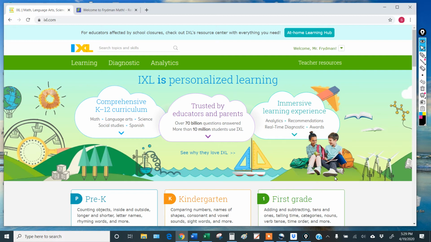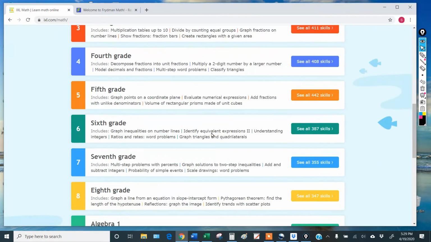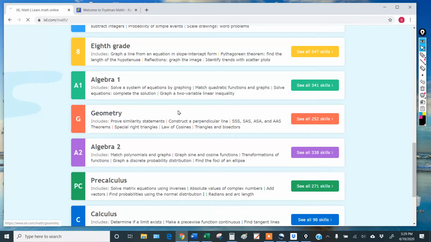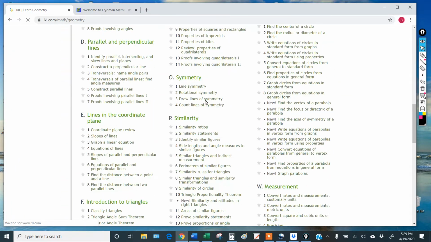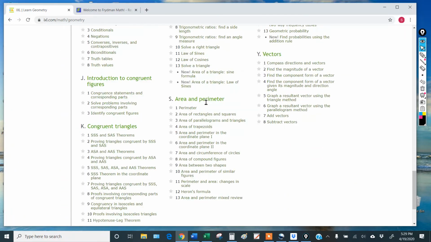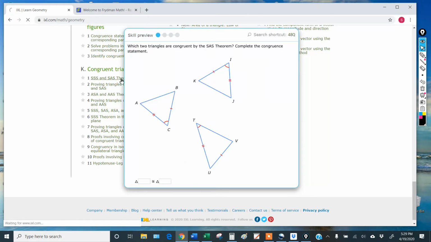Everybody, let's do IXL Geometry K.1. Go to Learning, make sure you're on Math, scroll down to Geometry, and then down to K.1, SSS and SAS theorems.